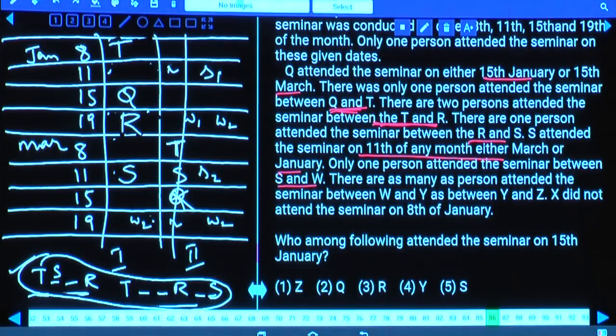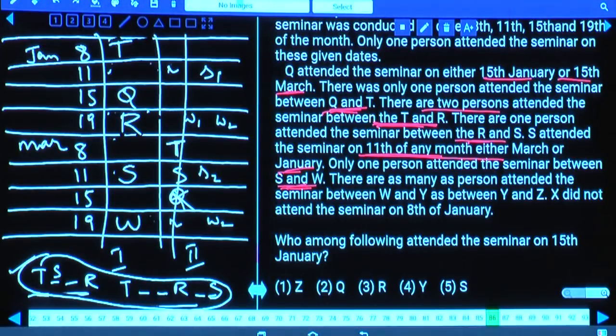Q attends the seminar on 15th March. There was one person between Q and T, and there are two persons between T and R. There is one person between R and S. S attends the seminar on 11th of March, and one person between S and W. Hence, where should this W be? W must be at this place, and one person between S and W.